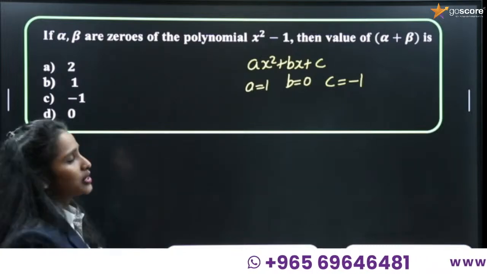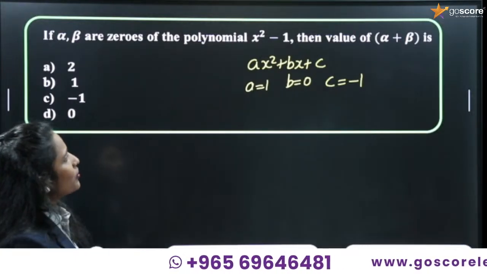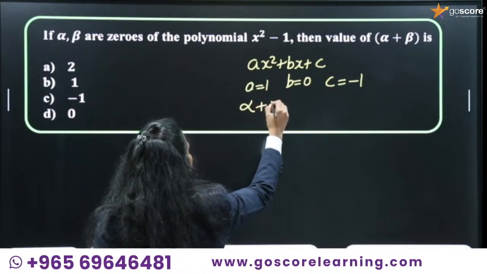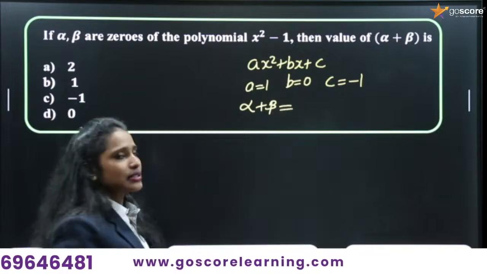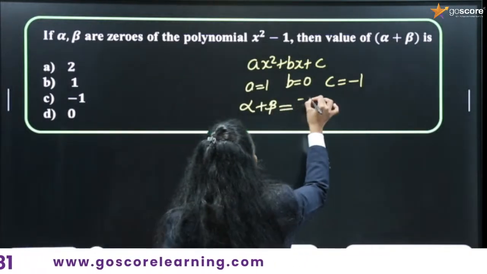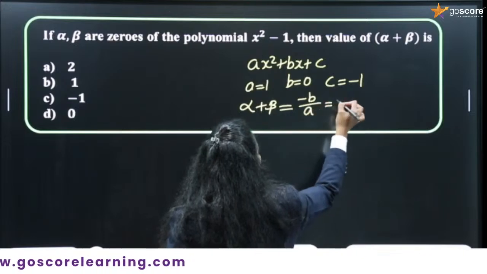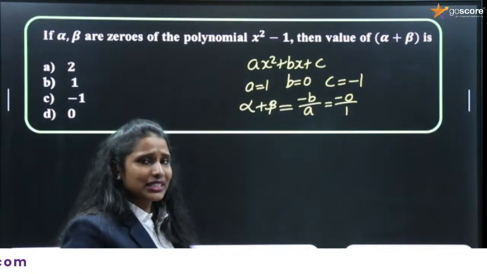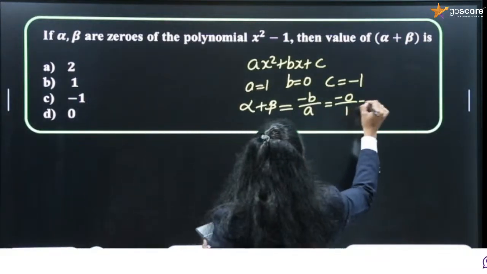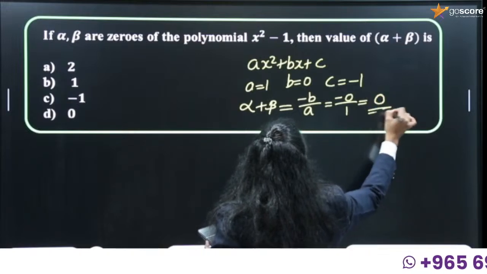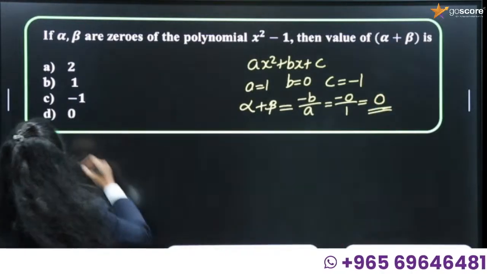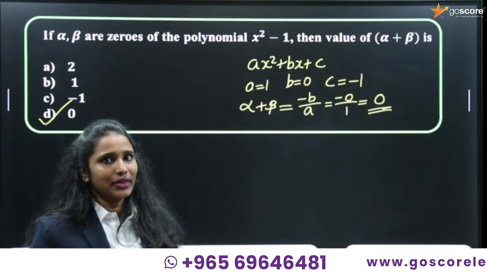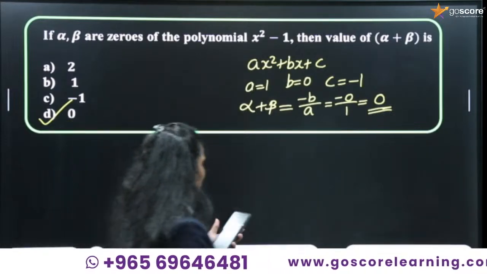Now go for the question. The value of alpha plus beta. What is alpha plus beta? Sum of the zeros. Alpha plus beta, sum of the zeros is minus b by a, right? So minus b by a. Here b is 0. That is minus 0 by 1. 0 has no negative or positive, but I am just substituting. So the numerator is 0, means the answer is 0. Option D. Any of you got that? Again wrong. I'm sorry. Okay, you need to learn more.